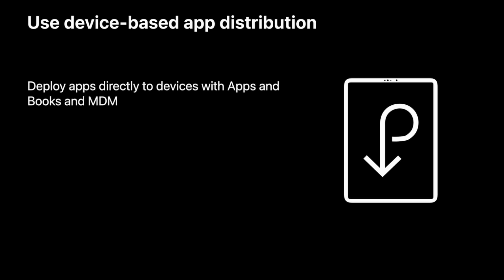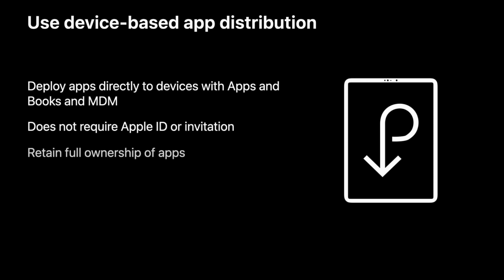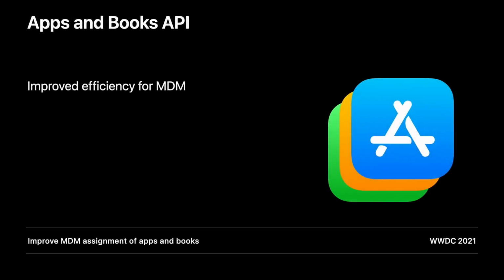For organization-owned devices, you should use device-based app distribution. Once you acquire the licenses, you use MDM to assign and distribute apps directly to a device. This does not require you to configure an Apple ID on each device or send an invitation to each user. You maintain full ownership of the app licenses and can revoke them from the device and reassign them to different devices.